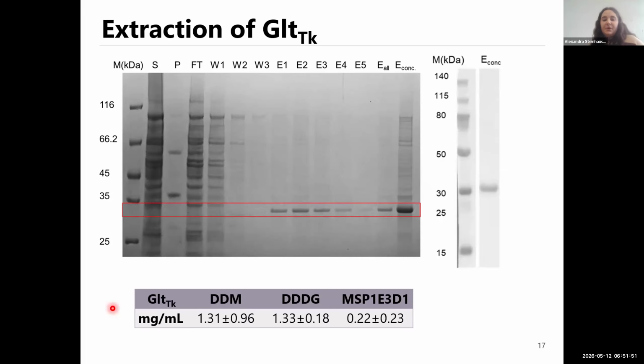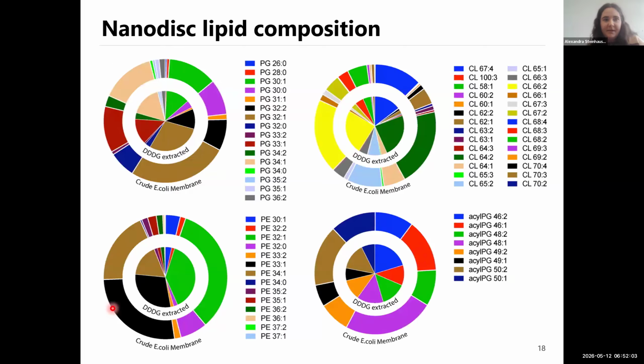But for MSP, we were 100% sure that we have the lipids already in the nanodisc, because we reconstitute them, right? So for DDDG, we wanted to confirm that we have the lipids there. So we did mass spectrometry to determine the lipid composition. And now shown here, in the inner circles, is always the GLTTK nanodisc, the DDDG nanodisc where GLTTK is embedded, and the lipid composition of it.